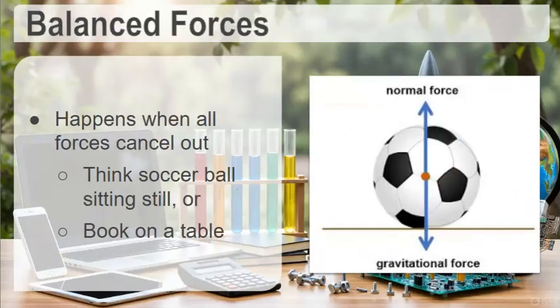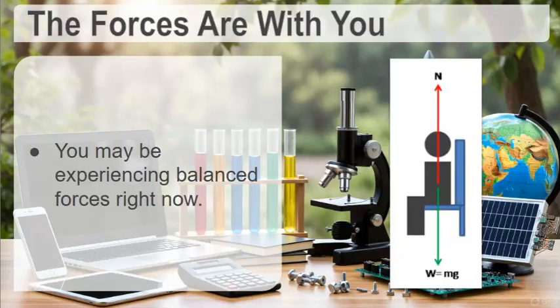Balanced forces happen when all forces on an object cancel each other out. Imagine pushing on opposite sides of a desk with equal force. The desk does not move because the forces are balanced. A book sitting on a table? Well, gravity pulls down, and the table pushes up equally. Balanced forces mean the object either stays still or keeps moving at the same speed in the same direction. No change in motion.